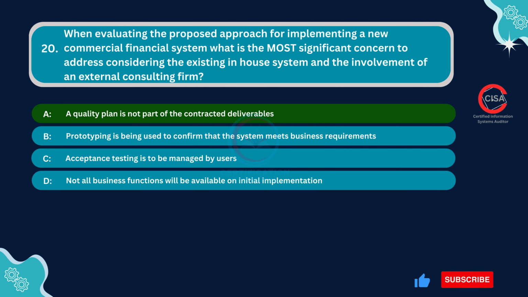A quality plan typically defines activities like code reviews, testing strategies, and defect management procedures. These activities help mitigate risks associated with software development and contribute to the overall quality of the delivered system. The absence of a quality plan makes it difficult to assess the development process, track progress toward quality goals, or hold the consulting firm accountable for delivering a high-quality system.